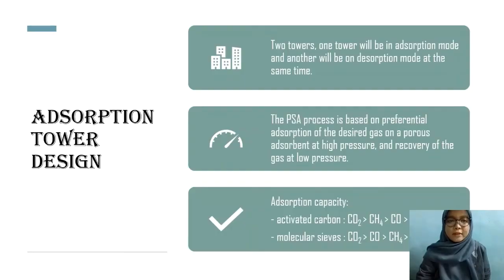For the adsorption tower design, we will use two towers, where the first one will be in adsorption mode and another will be in desorption mode at the same time. According to the adsorption capacity of activated carbon and molecular sieve, the only difference is in the methane and carbon monoxide arrangement. Hence, combining both of these adsorbents will have higher separation efficiency for each molecule.